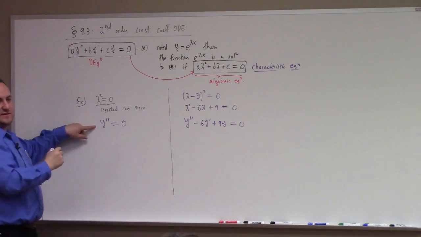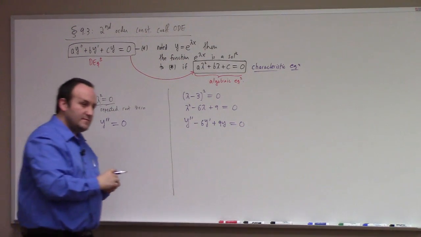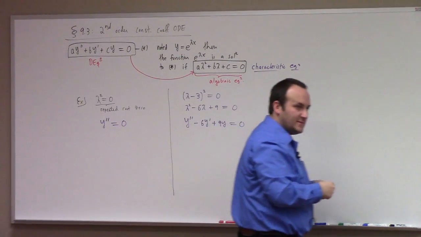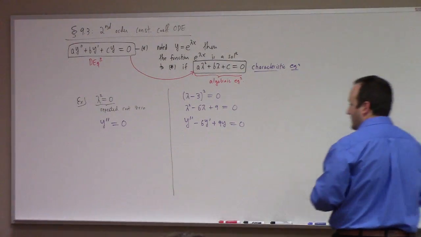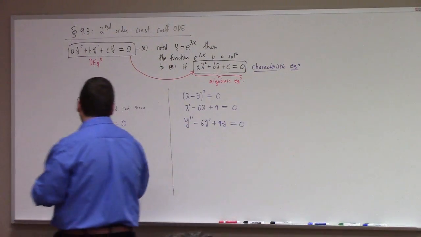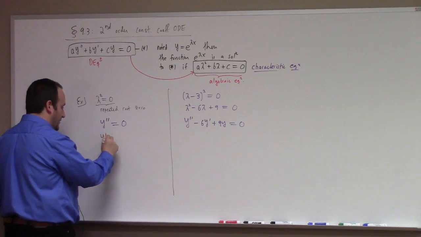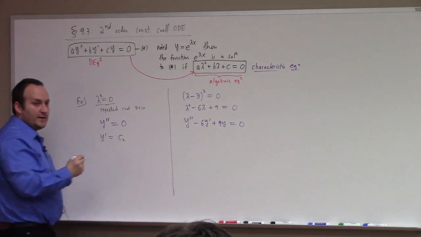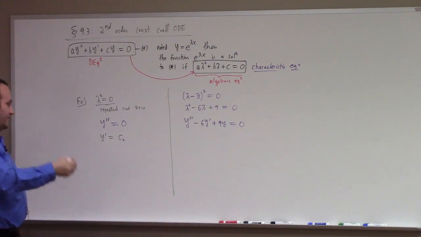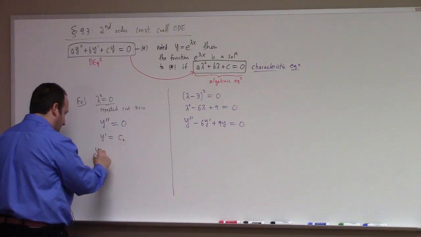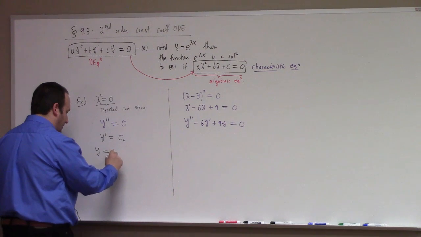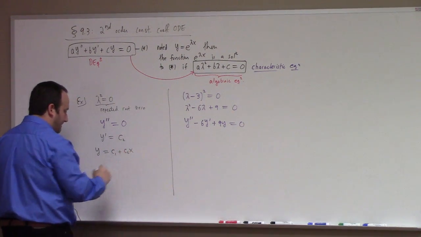So what's the differential equation for this one? Can we solve this differential equation? Yes, we can. You can solve that just by direct integration. If you integrate once, we get y prime is equal to c2. And if I integrate one more time, what do I get? I get y is equal to c1 plus c2 times x.